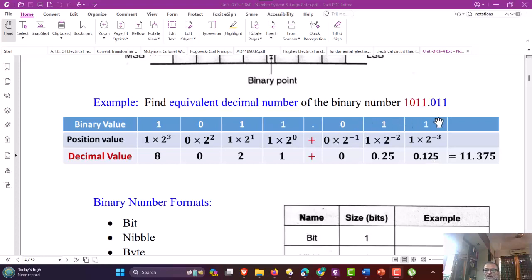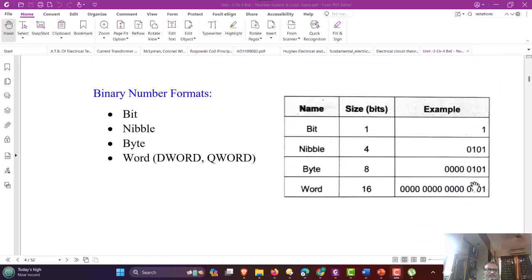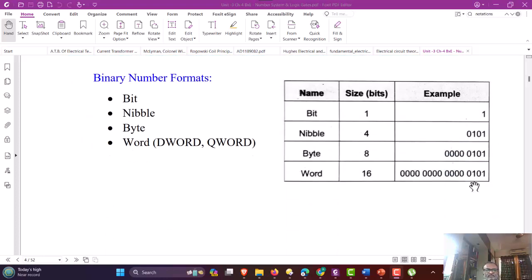So 011 binary corresponds to 3.75 decimal. So the total number, therefore, 1011.011 in binary corresponds to 11.375 in decimal. The binary numbers are represented in number of bits format.